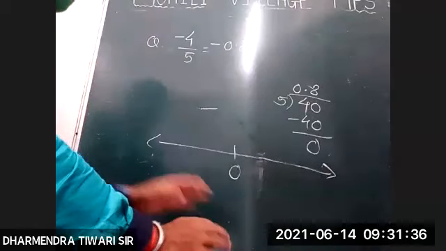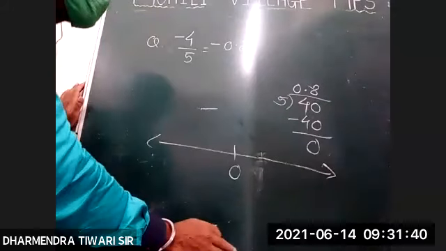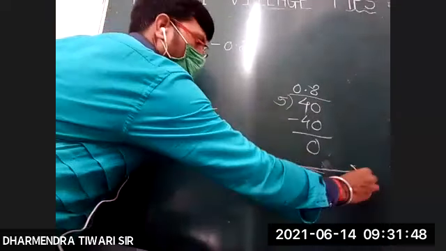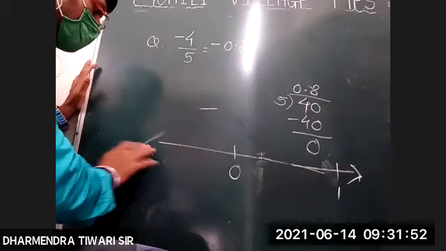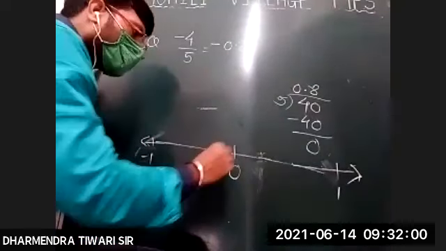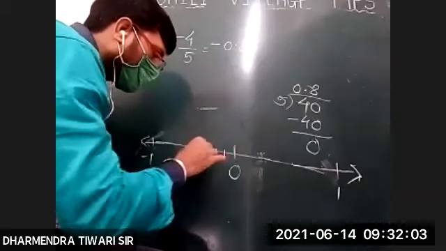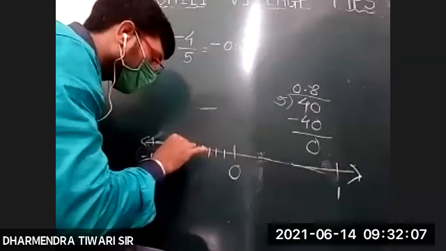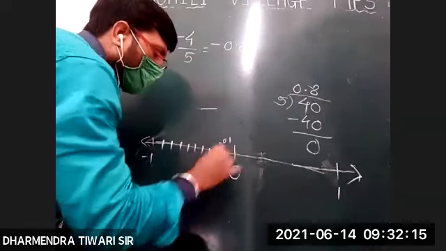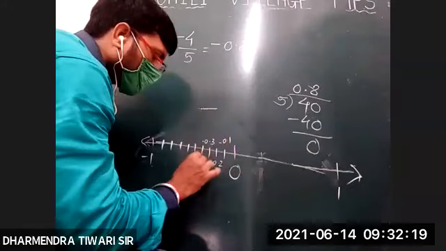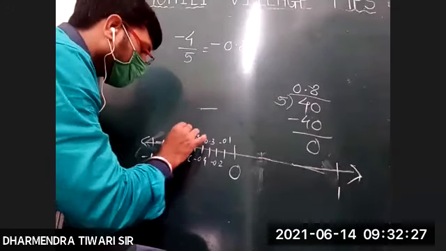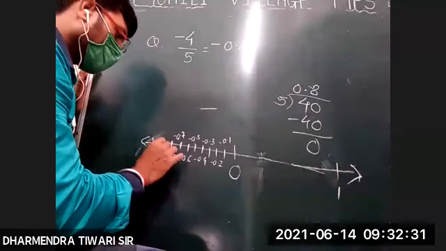If it had been 1, 2, 3, then a number would directly do. But as we can see that it is a decimal, just make sure that it appears clearly. Here 1, and somewhere here we will have minus 1. We can see that it is minus 0.8, so we will divide it into 10 parts: 1, 2, 3, 4, 5, 6, 7, 8, 9. So this is minus 0.1, minus 0.2, minus 0.3, minus 0.4, minus 0.5, minus 0.6, minus 0.7, minus 0.8, and this is minus 0.9.